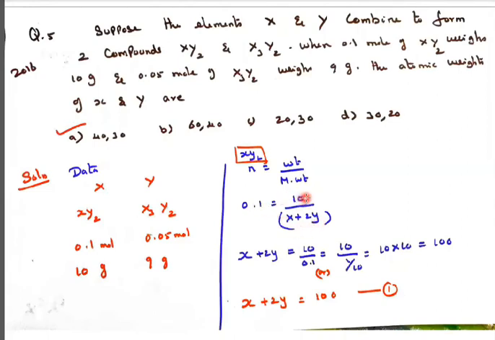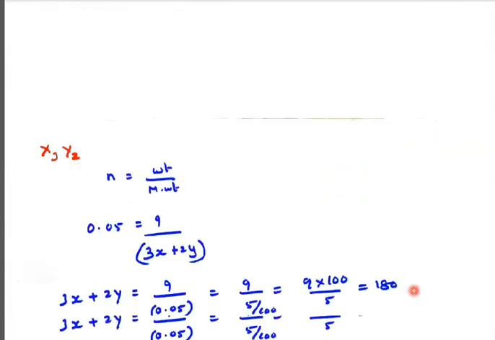But we know only the number of moles and the weight, not the molecular weight. So to find the molecular weight of X plus 2Y, take it outside: 10 divided by 0.1. This 0.1 will be considered as 1 by 10, so the 10 goes up. 10 into 10 is 100. So X plus 2Y equals 100. Let us keep this as the first equation.